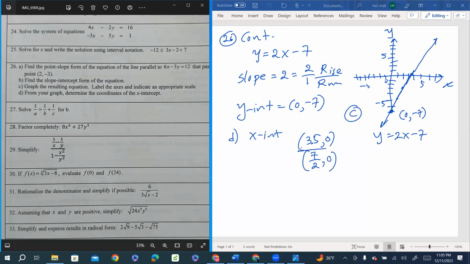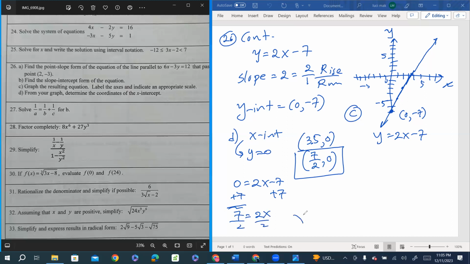However, how do I know for sure? For the x-intercept, y has to be 0. So 0 equals 2x minus 7 is a better way of finding it algebraically without the graph. Now let's add 7 to both sides. So you get 7 equals 2x, divide by 2. As you can see, x equals 7 over 2 is the answer. So as a coordinate, it's 7 over 2, 0. As I mentioned earlier, it's your x-intercept.